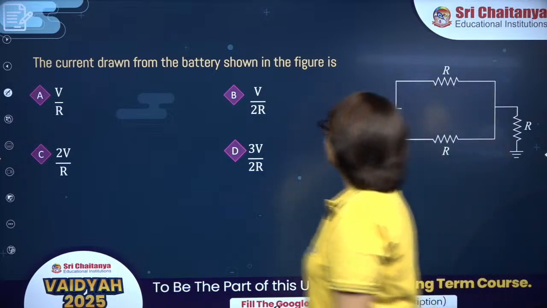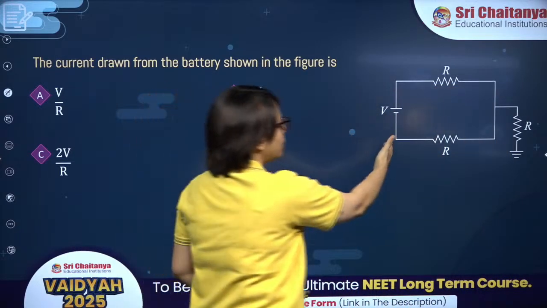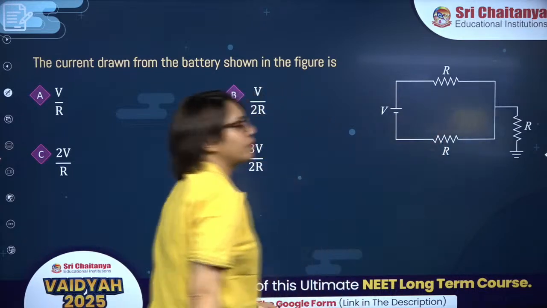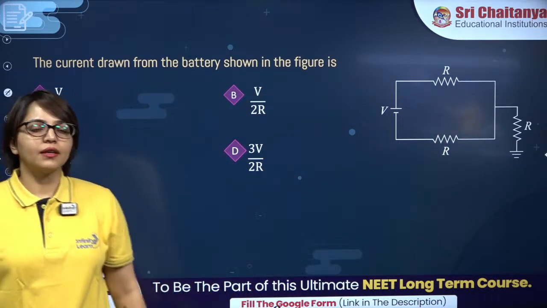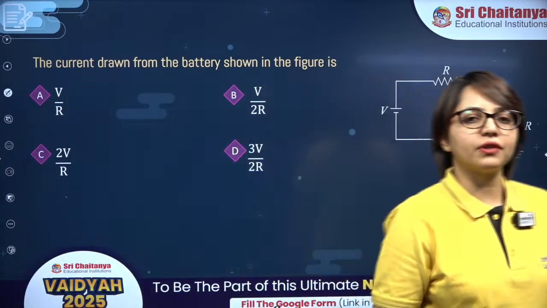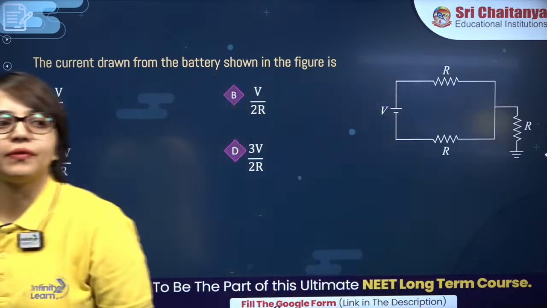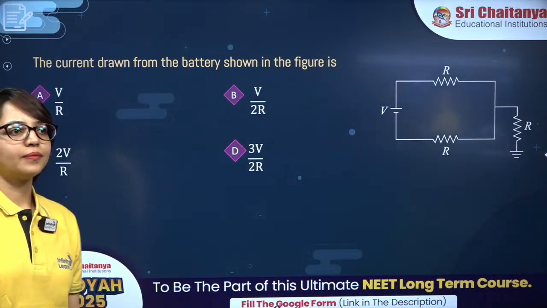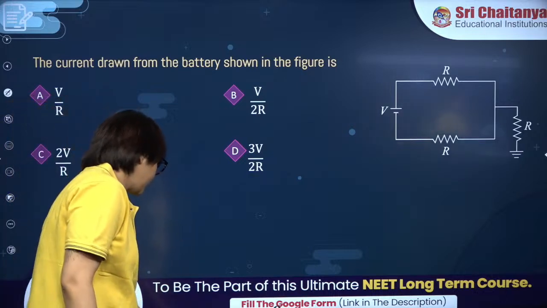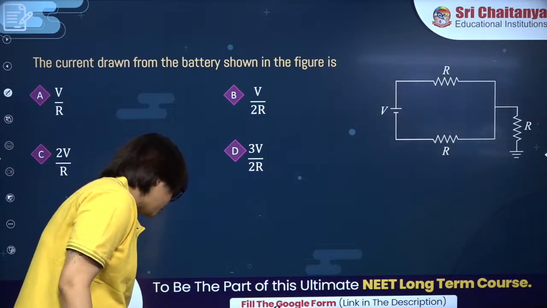The current drawn from the battery shown in the figure is, this is the diagram. We have to find the total current drawn from the battery by this circuit over here. Give it a try, guys. Find the effective resistance of the circuit and then apply Ohm's law. Try to find the equivalent resistance and then apply Ohm's law.